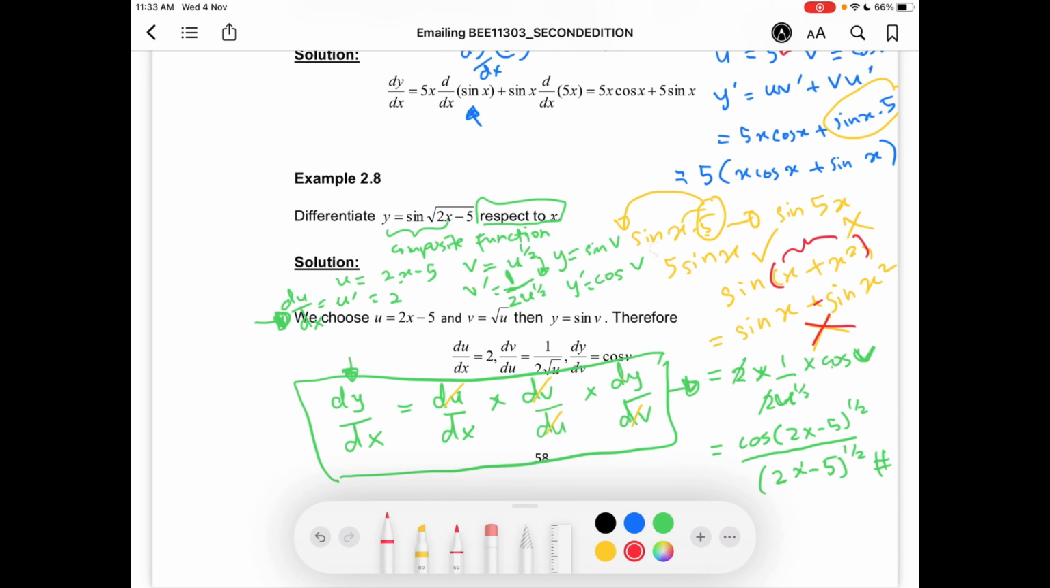I hope no one will cancel out this one. You cannot, because the 2x minus 5 power of half belongs to the cos; it is a function inside the cos, so you cannot simply cancel out like that. I hope that one is clear to you. So the original answer is only this one. Let me write it down again for you: 2x minus 5.